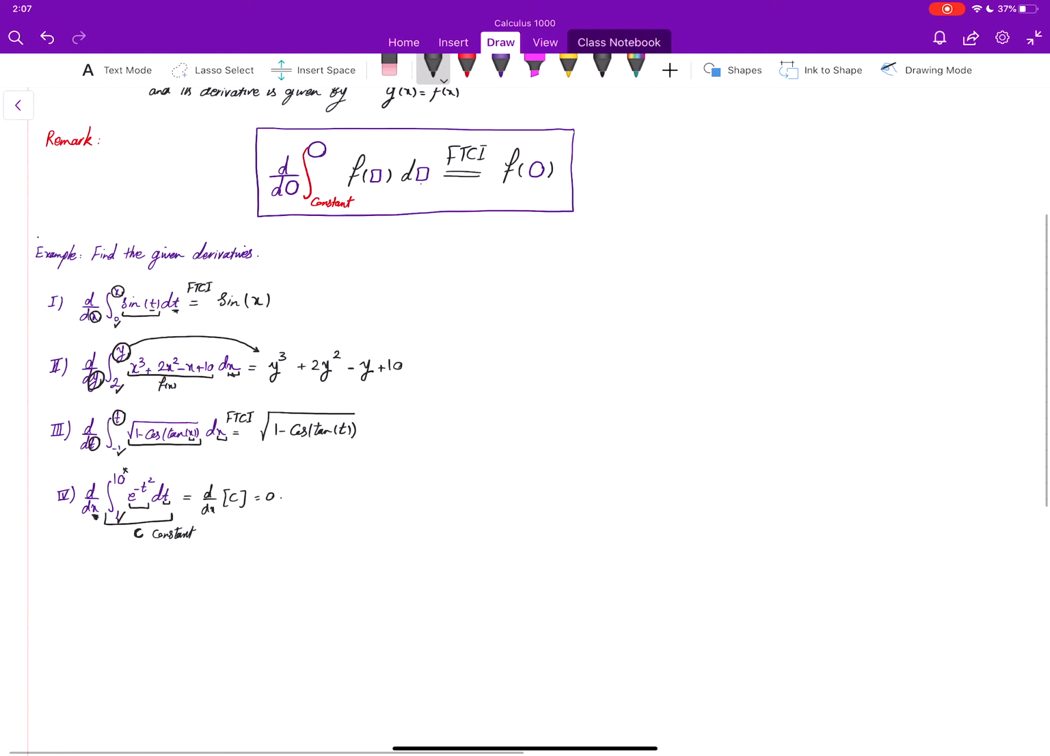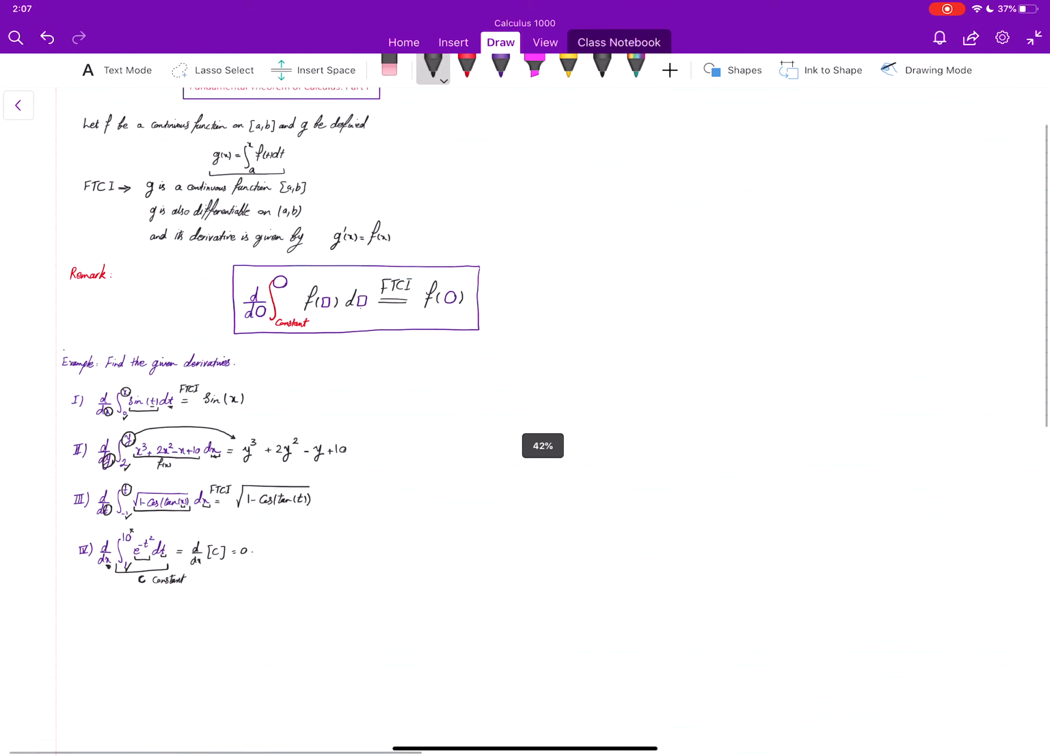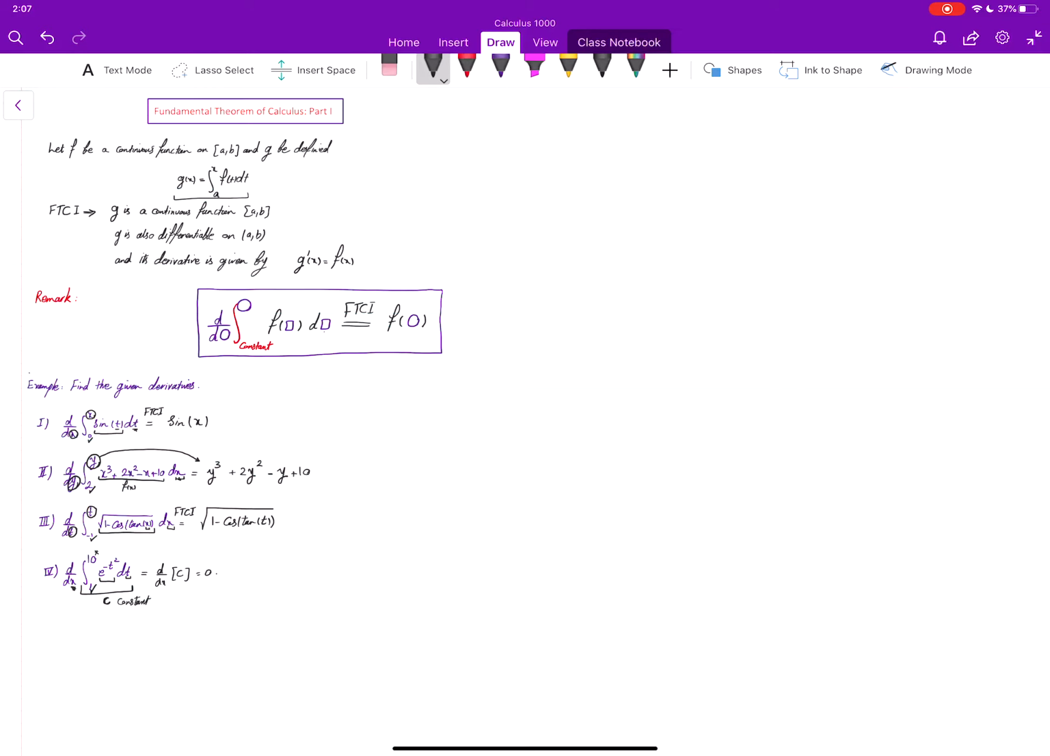We'll do more examples for the fundamental theorem of calculus, a little bit more complicated cases. But this is basically the essence of what the fundamental theorem of calculus says. It's exactly what it is, and then we will learn more things.